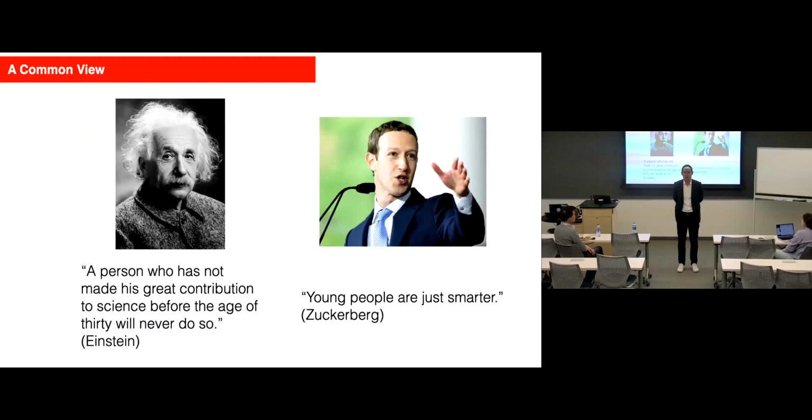All right, so the exemplifiers of this are basically these 2 people. Einstein famously said, a person who hasn't made his great contribution to science before the age of 30 will never do so. Usually the room is pretty depressed after seeing this. Or this guy, right, who just went through one of the most expensive midlife crises, who used to say, young people are just smarter, right? So if you look at the data, it actually seems to suggest this view and supports it in a very robust way, all right?